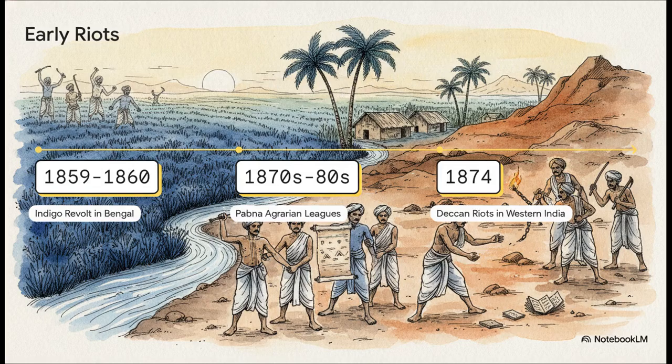Right at the start of our timeline, we've got the Indigo Revolt in Bengal from 1859 to 1860. Then the Pabna Agrarian Leagues form in the 1870s and 80s, and the Deccan Riots erupt in 1874. When you look at this chronological sequence, you realize these uprisings were popping up all over the place, in totally different regions of India, even though they were largely disconnected from one another.